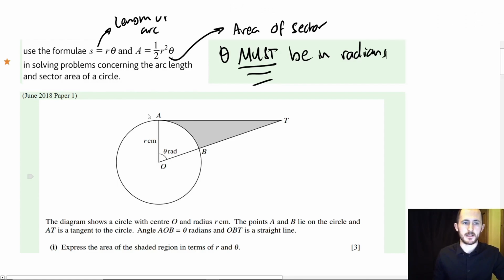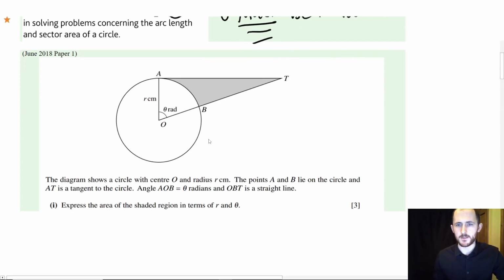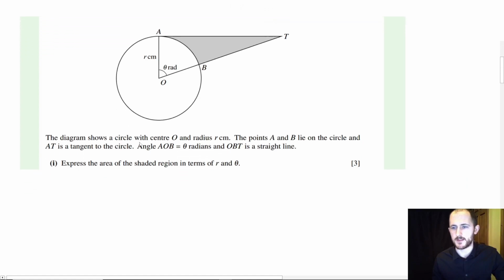And please do. So let's get started with one of the questions. This is from the June 2018, paper 1. So the diagram shows a circle with centre O and radius r. The points A, B lie on the circle, and AT is a tangent to the circle. Angle AOB equals theta radians, and OBT is a straight line. Express the area of the shaded region in terms of r and theta.